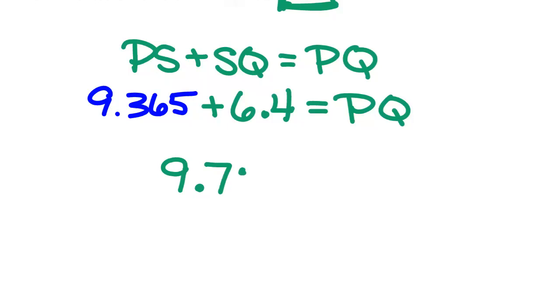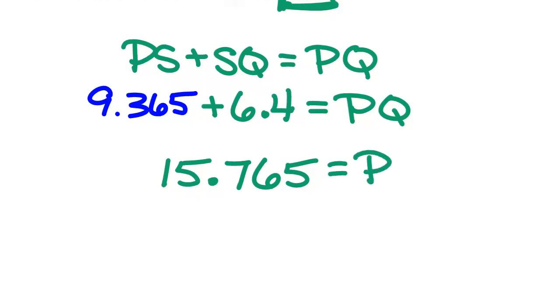9 point, 15 point. Sorry, I think I heard wrong, or else I just started writing it down wrong. 15.765 equals PQ.